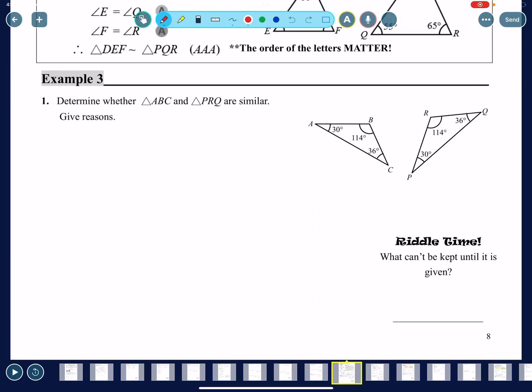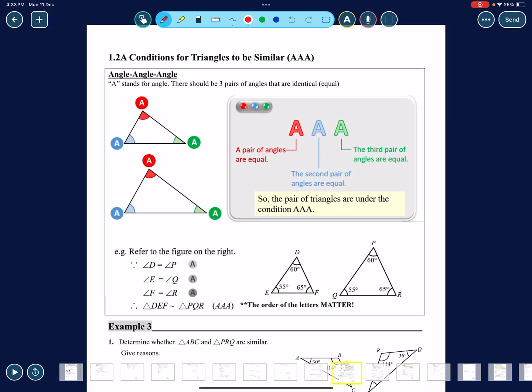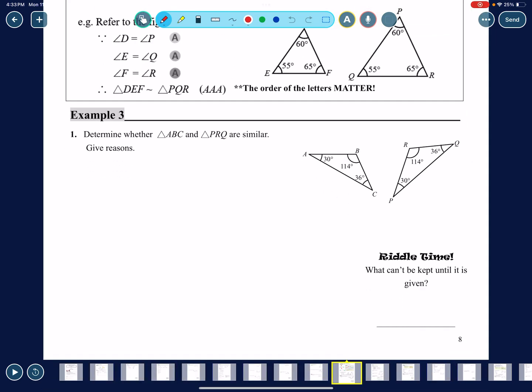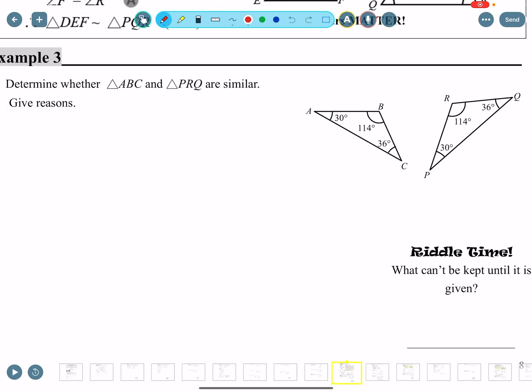Hi guys, this is a video on the conditions for two triangles to be similar. You only need three things to be equal or in the same ratio. I'm going to go through all three conditions, so this video will cover everything, basically. I'm not going to go through a lot of examples, just some.